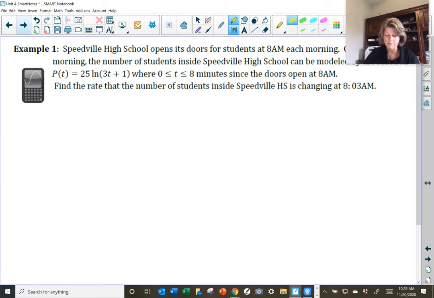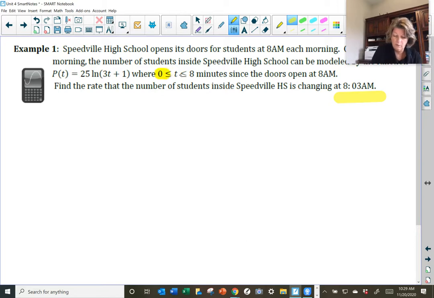Speedville High School opens its doors for students at 8 a.m. each morning. On one particular morning, the number of students inside Speedville High School can be modeled by the equation P of t equals 25 natural log of 3t plus 1, where t sits between 0 and 8 minutes since the doors open at 8 a.m. Find the rate that the number of students inside Speedville High School is changing at 8:03.